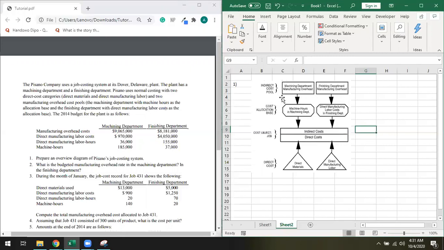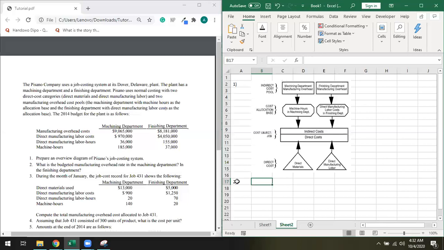The cost allocation base for each cost pool is different. For machining department manufacturing overhead, the cost allocation base is machine hour in machining department, while for the finishing department, the cost allocation base is the direct manufacturing labor cost in finishing department. So here we have the overview diagram of Pisano job costing system. Okay, now moving on to number two. For number two, what is the budgeted manufacturing overhead rate in the machine department and in the finishing department?